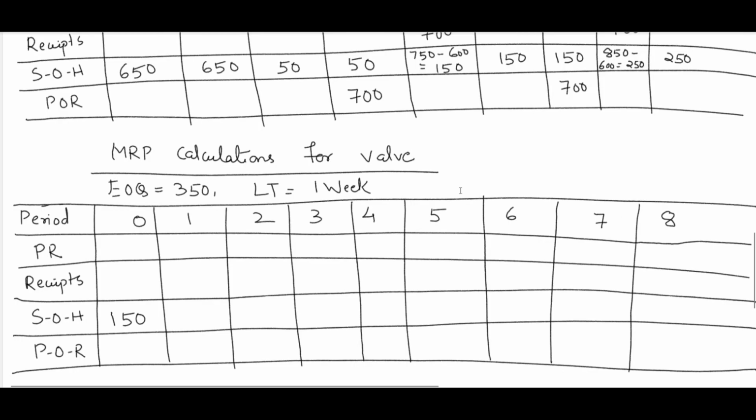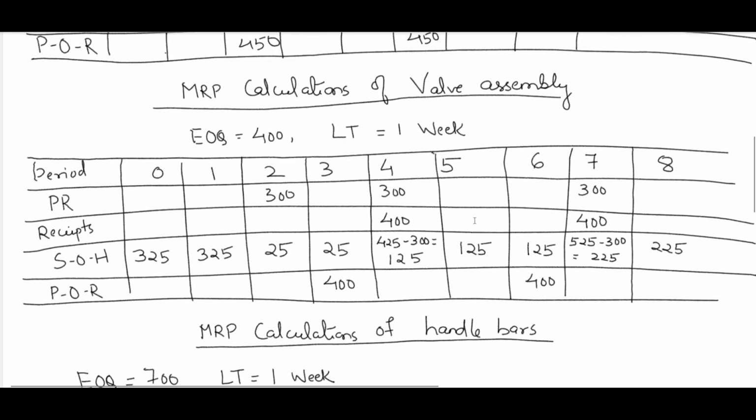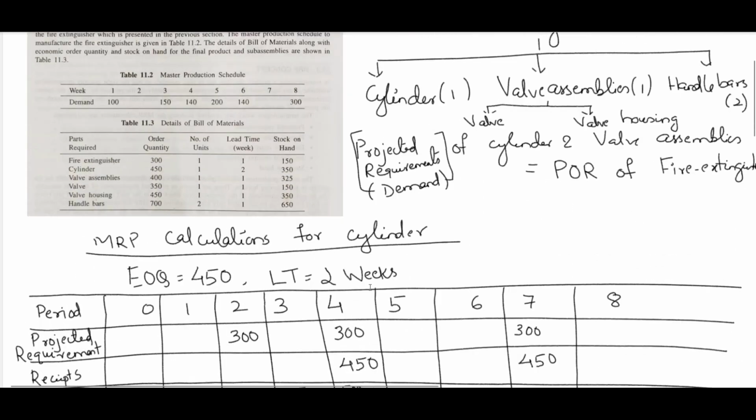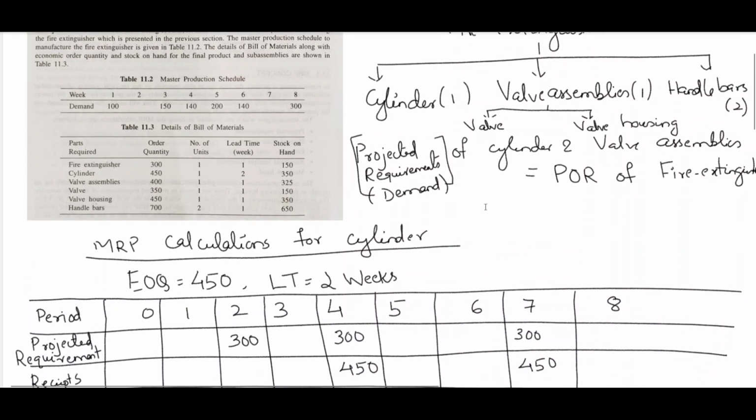Now the demand for valve is the same as the valve assembly's planned order release, because valve is the dependent part of the valve assembly. So for valve assembly, this is the MRP calculation. The planned order release for valve assembly is the demand for the valve and valve housing. Likewise, the planned order release of the fire extinguisher is the demand for cylinder and valve assembly. Similarly, the planned order release of valve assembly will be the demand for valve and valve housing. Please understand this and remember this.